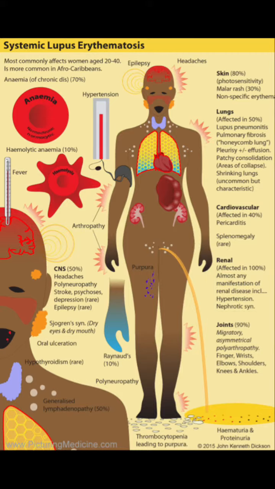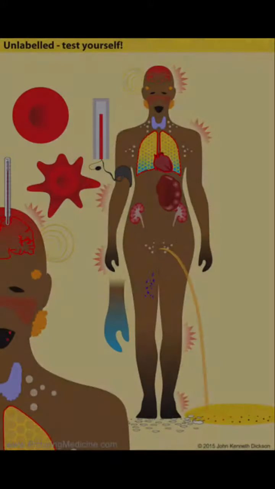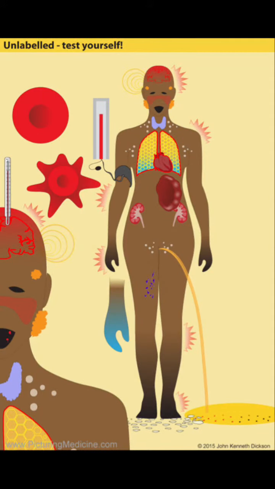We mentioned arthropathy already, but again the joints as a general rule can be affected in 90% of cases with a migratory asymmetrical polyarthropathy occurring. And that's it, so a nice, hopefully helpful, quick summary of SLE.